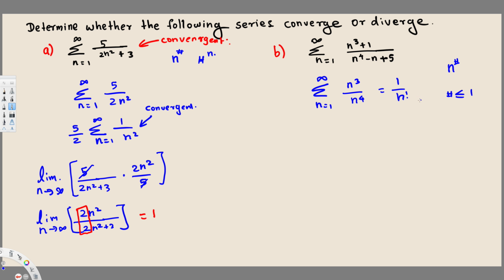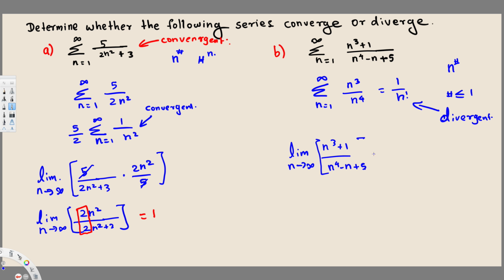But this is not the conclusion. To find whether this one also diverges, we have to take the limit comparison test, and if we get a positive finite number, this means this also behaves as this one. So we know this one diverges, and let's take the limit comparison to see whether we get a positive finite number. So we have limit n approaches infinity, and the top term is n cube plus 1 over n power 4 minus n plus 5, and we are going to divide this one by 1 over n.